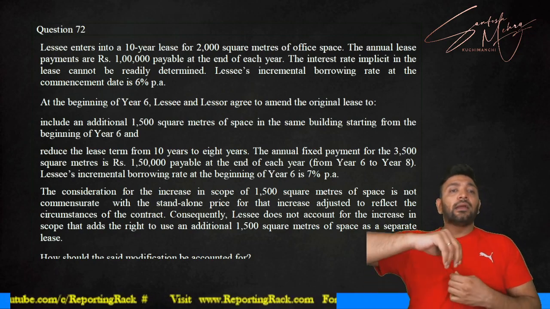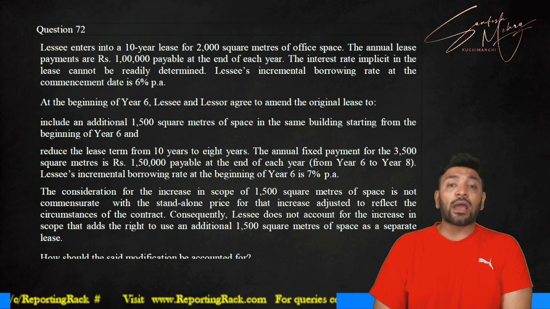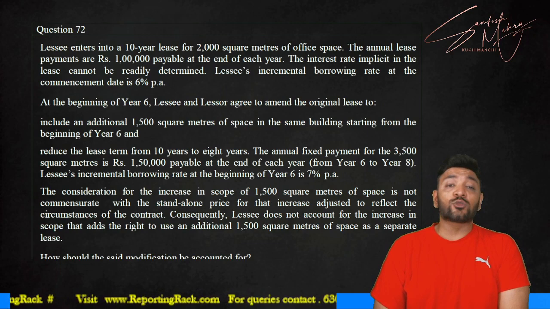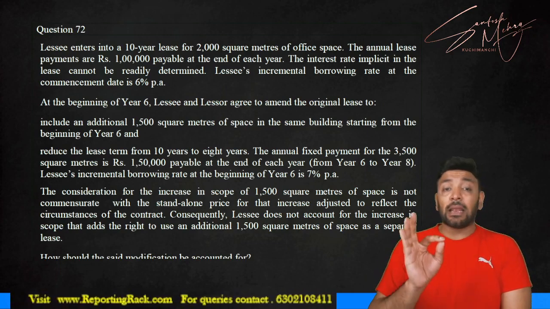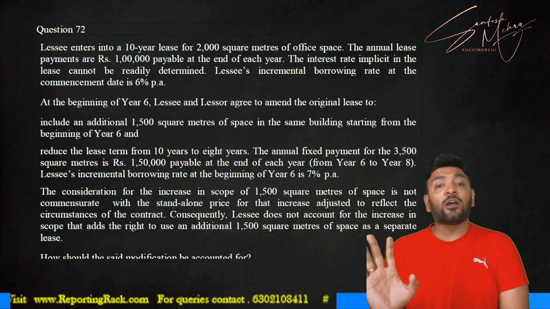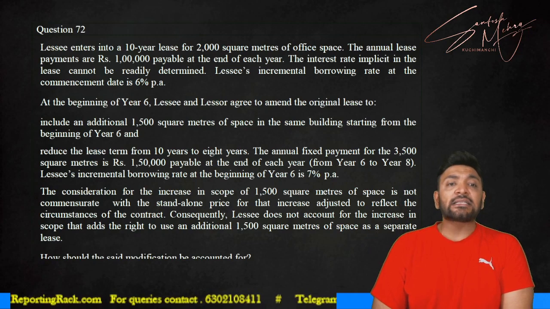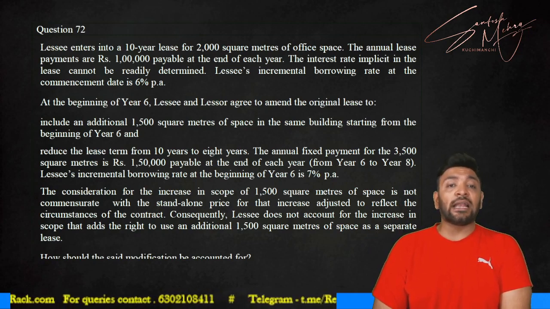Look at it. Lessee enters into a 10-year lease for 2000 square meters of office space. The annual lease rentals are 1 lakh, payable at the end of each year. Very clear that the lease rentals are supposed to be paid at the end of each year, so you cannot assume anything. The interest rate cannot be determined. Therefore, the lessee's incremental borrowing rate on the date of commencement is 6%.